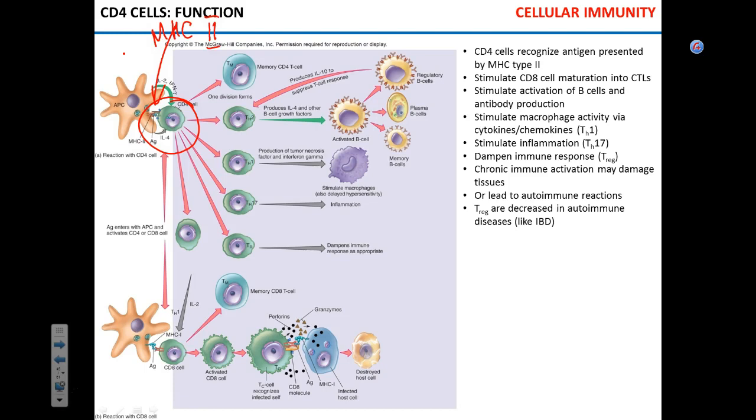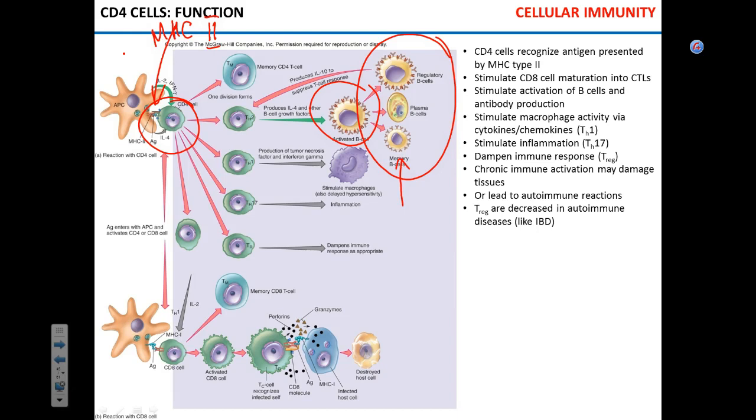And then this activated CD4 cell can do several things. One, it can recognize that same exact antigen bound to MHC class II, but on the B cell. Remember that both B cells and dendritic cells can express MHC class II. So it recognizes the same antigen bound to the B cell and basically stimulates the activation of that B cell, so it can efficiently produce antibodies, differentiate into plasma cell or memory cell.